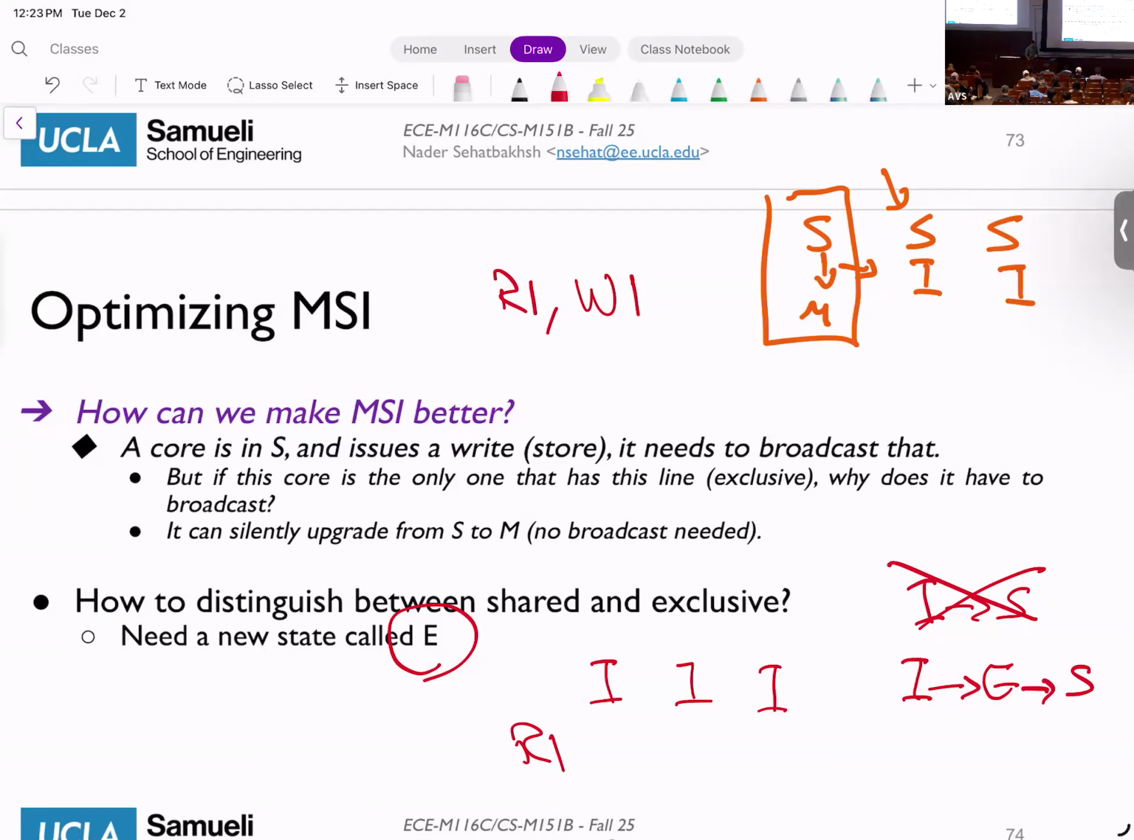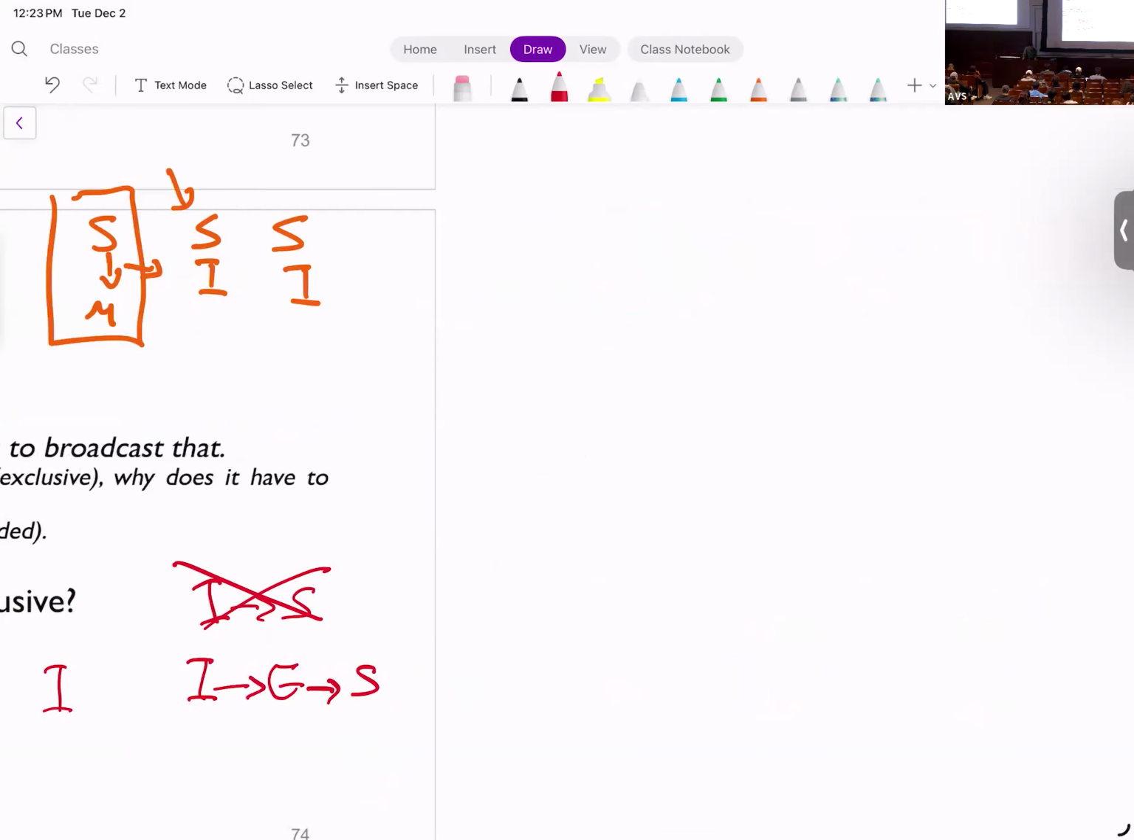And why does that matter? Because many lines are actually exclusive. There are many lines in your program that are in fact exclusive, because only a few lines are indeed shared between cores. Only a few memory addresses are indeed shared. Most of my addresses belong to one process and one process only. They're not shared and they can stay in that one cache.